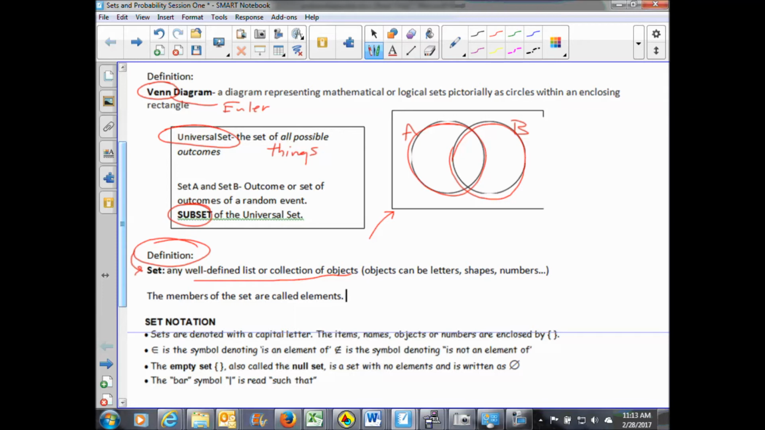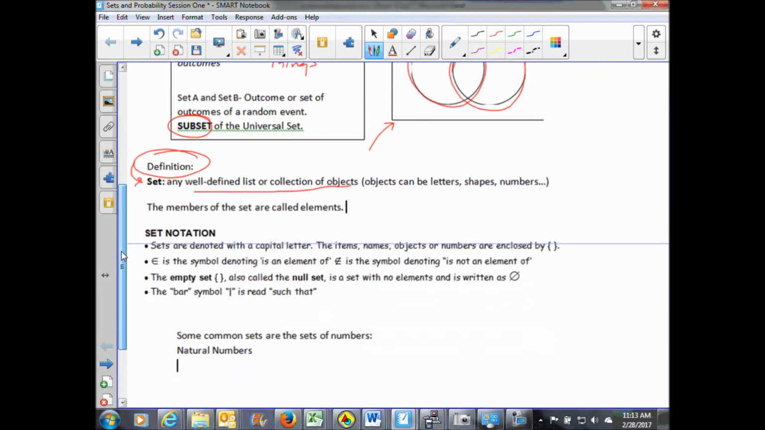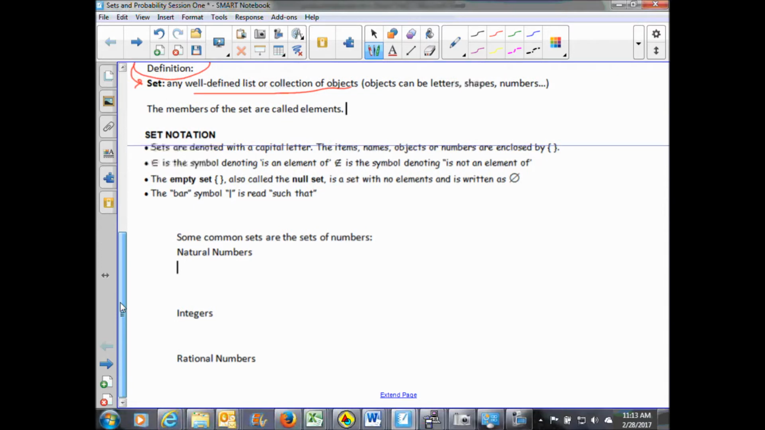Now, there's some notation here that you should be aware of. Sets are denoted using capital letters, usually set A, set B, set N for the set of natural numbers, set capital Z, the set of integers. The names of the objects or elements of the things that are in the set are ordinarily enclosed by set braces.